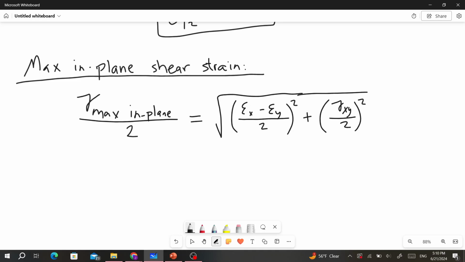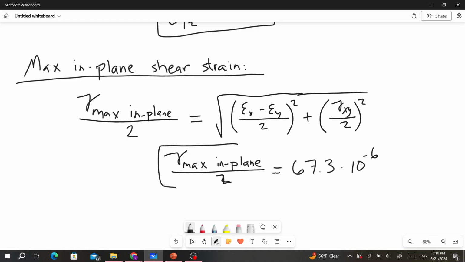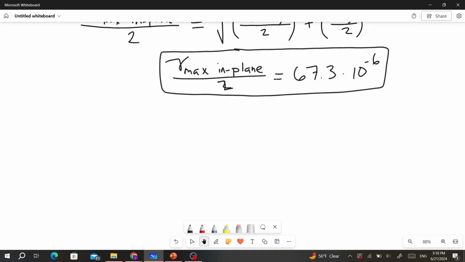Alright, so we just plug this into a calculator. We have all the values, so I'll skip doing that in the video since that's a simple thing to do. And we'll get that gamma max in plane divided by 2 is equal to 67.3 times 10 to the minus 6 strain, or 67.3 microstrain.